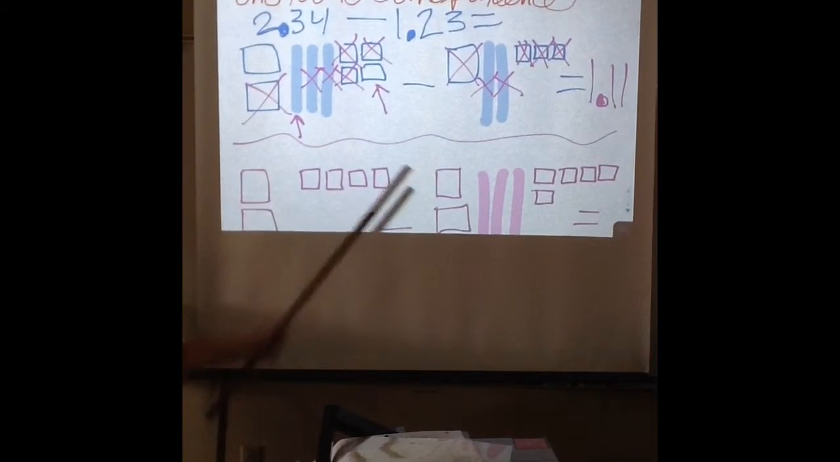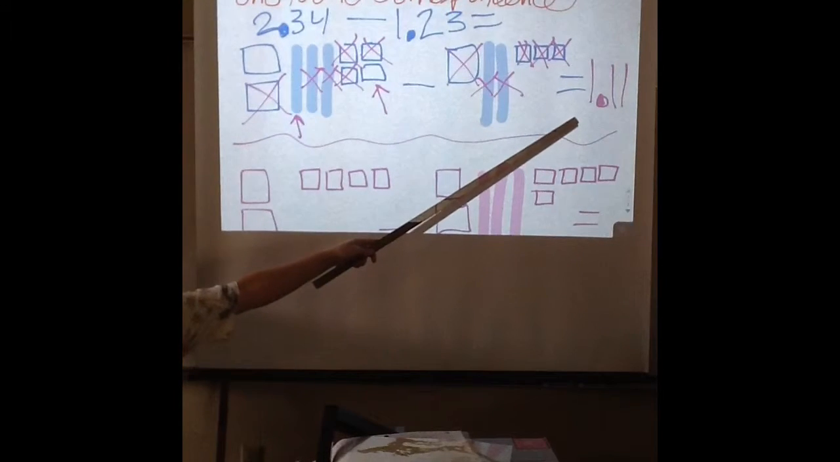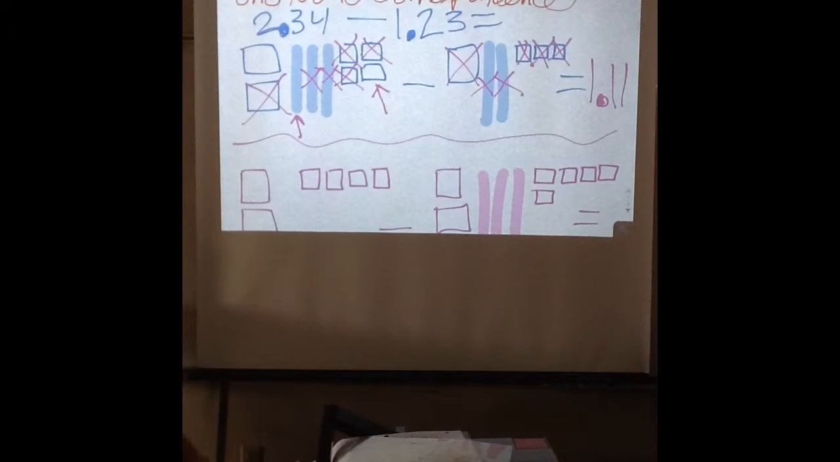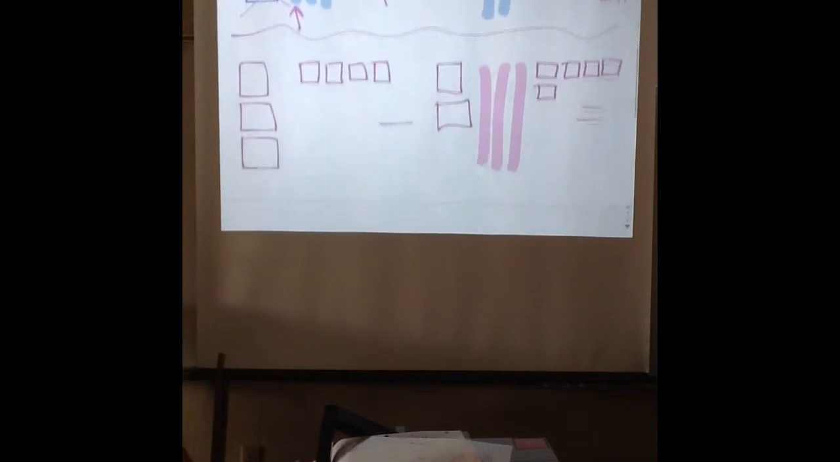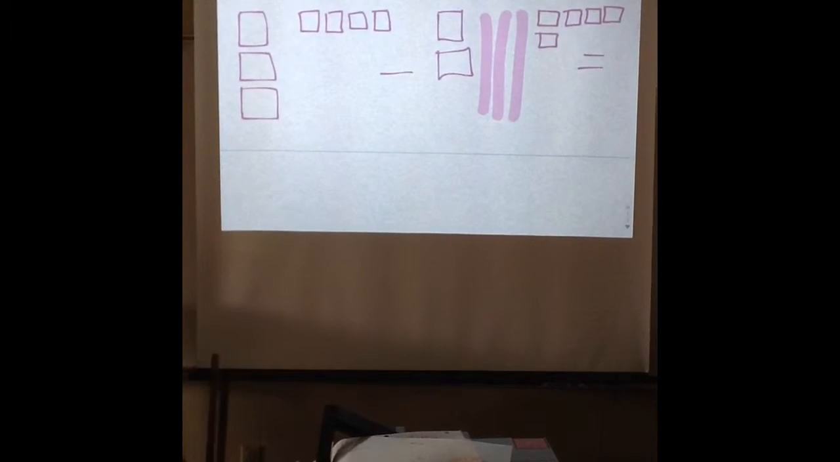So we're left with 1.11. Nice. Let's go and do that same one-to-one correspondence with our next one. Now this one's going to be a little trickier. This one's going to take some, what do we call it? Regrouping, right? Or you could call it borrowing.